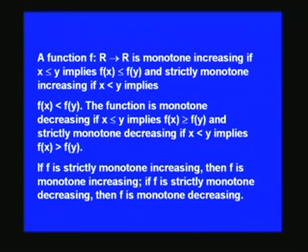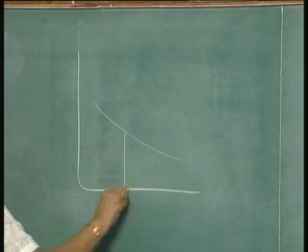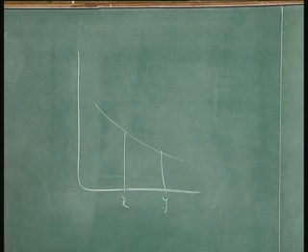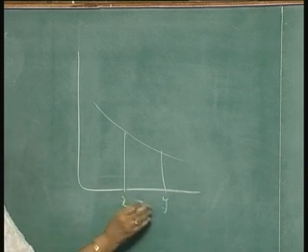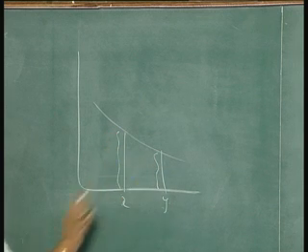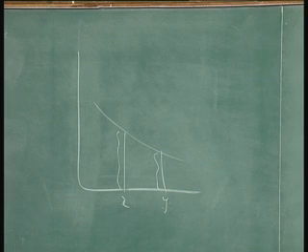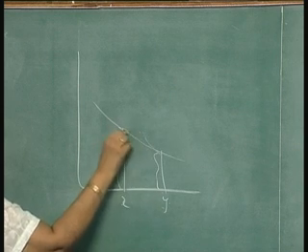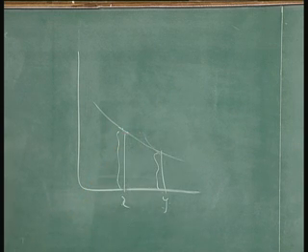So, if you have 2 x values, x and y, then f of x is this, f of y is this, which is greater than this. The graph will be something like this. This is called a monotone decreasing function. If somewhere they are equal, it is monotone. If nowhere any 2 values are equal, it is called strictly monotone decreasing.